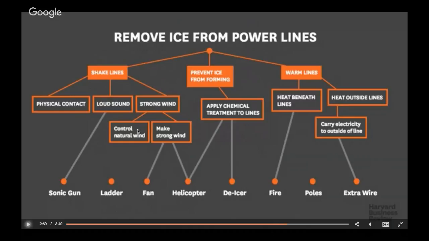And then the resources are applied to deliver upon these ways actually happening. In this case, the helicopter is the resource, used to make a strong wind. That's the subway. Strong wind is the subway and shake lines is the way. And remove ice from power lines is always the goal, a singular goal. Note that.